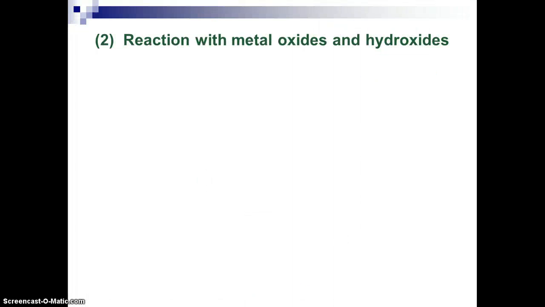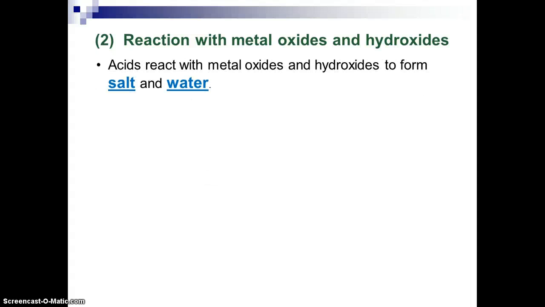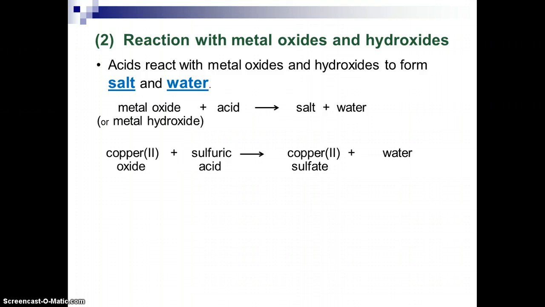Okay, how about reaction with metal oxides and hydroxides? Well, acids react with metal oxides and hydroxides to form salt and water. Like in this general equation, metal oxide or metal hydroxide plus acid gives you salt and water. An example is copper(II) oxide plus sulfuric acid, which gives you copper(II) sulfate and water. Copper oxide is the metal oxide, and copper sulfate is the salt.